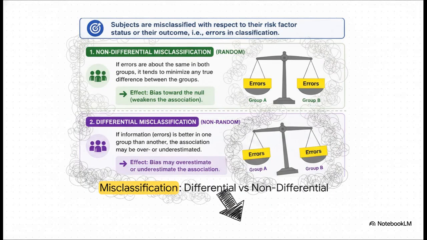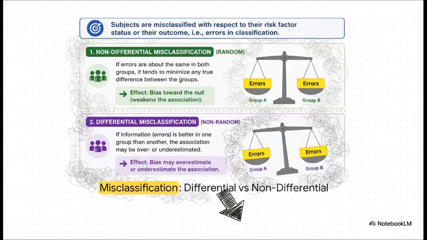And this graphic brilliantly shows exactly how this misclassification mathematically harms us. Look at the top, in the green box. That's non-differential misclassification. Notice how the grayscale is perfectly balanced? If the measurement errors are roughly the same in both Group A and Group B, it naturally weakens the association. It biases the result toward the null, or essentially 0 difference.